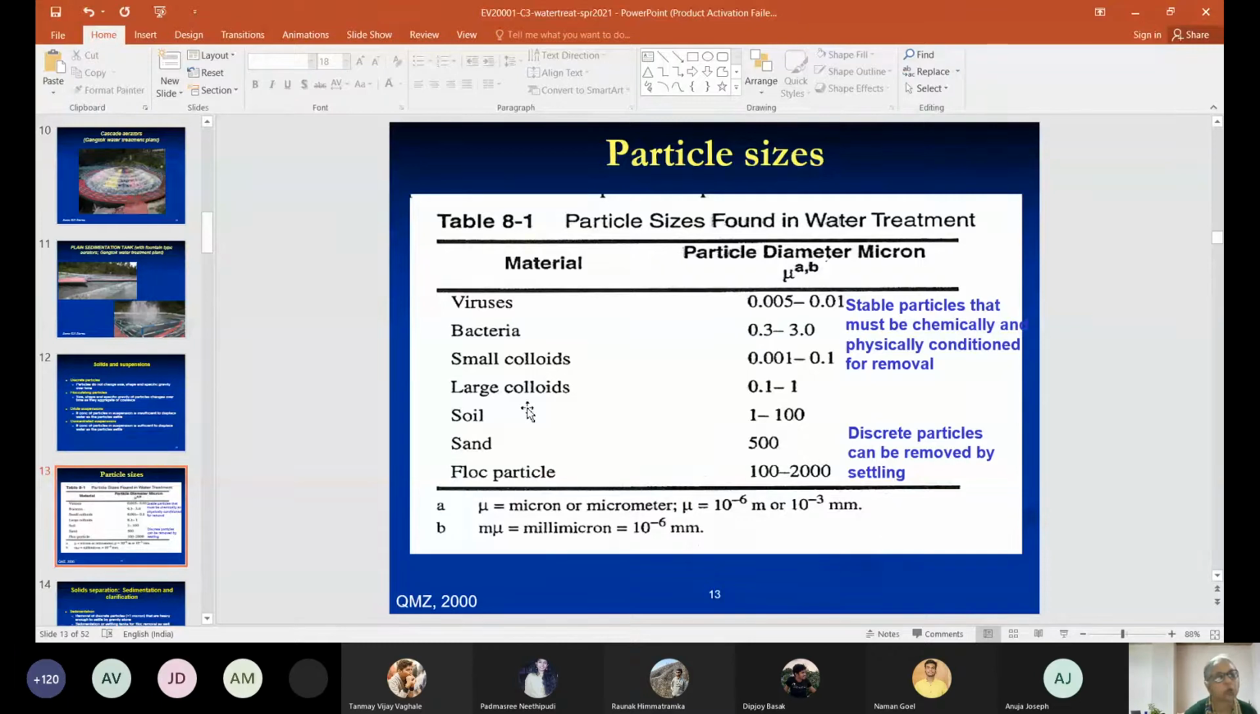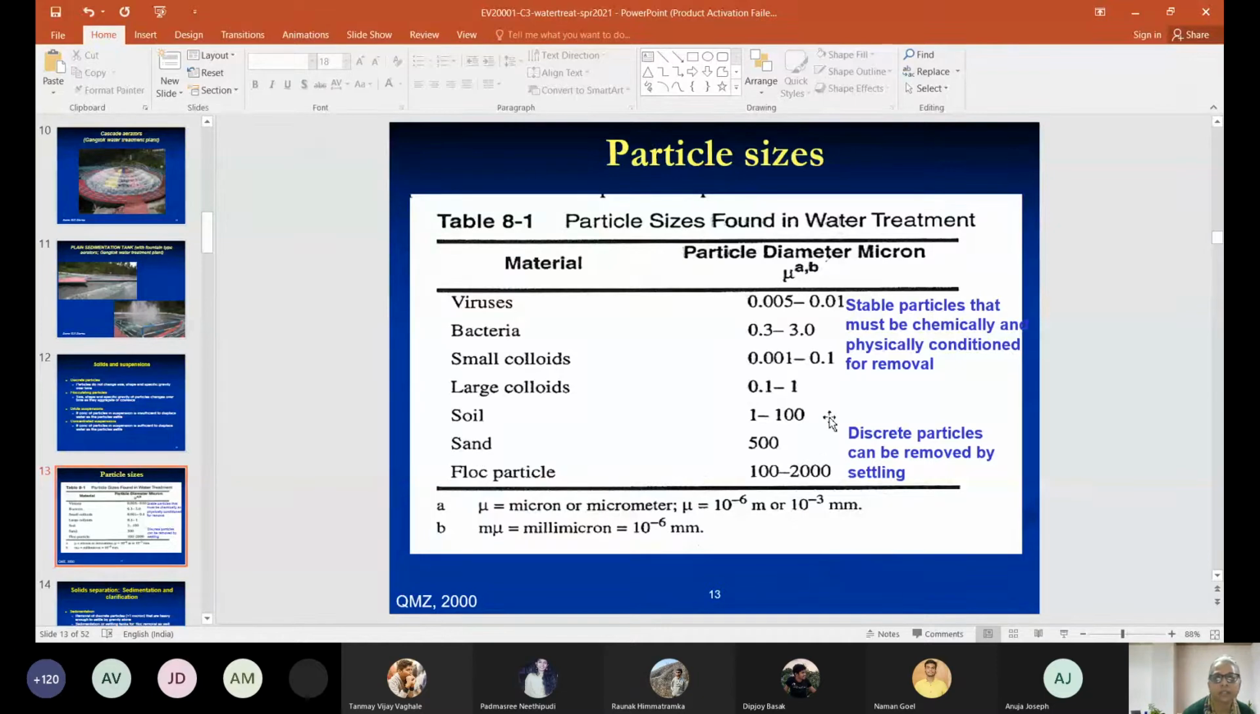So the definition of a colloidal particle is that it is submicron, whatever its specific gravity may be. For the biological particles, viruses, bacteria, even protozoa, if they are there, they have a specific gravity very close to water. And very fine sand, silt and clay are considered small and large colloids depending on their size. If they are less than 1 micron, they are considered colloidal particles.